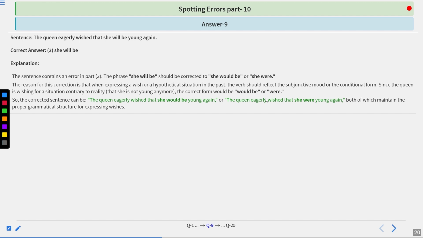The reason for this correction is that when expressing a wish or a hypothetical situation in the past, the word should reflect the subjunctive mood or the conditional form. Since the queen is wishing for a situation contrary to reality, that she is not young anymore, the correct form would be would be or were. So the corrected sentence can be the queen eagerly wished that she would be young again, or the queen eagerly wished that she were young again, both of which maintain the proper grammatical structure for expressing wishes. Let's move to the next question.